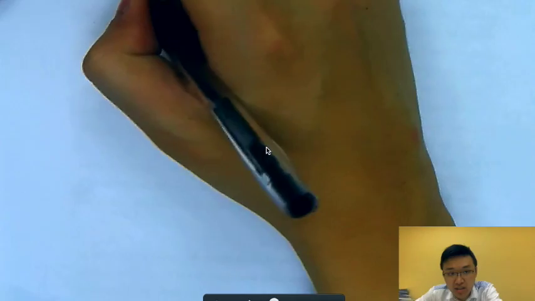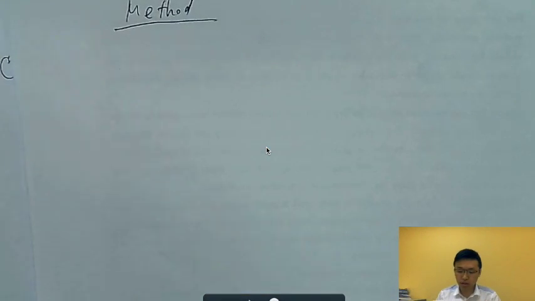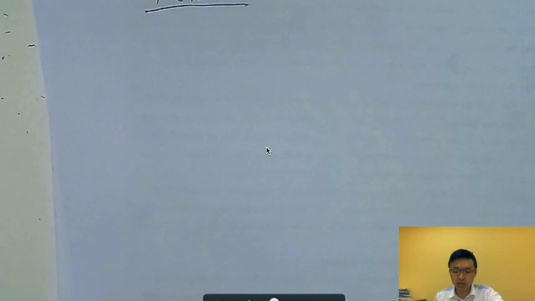Now let's go to the method. For the method, you basically just need to chronologically talk about what the steps are in doing the experiment. Let me give you a quick explanation of how this experiment is done. I'll tell you verbally how this experiment is done, and then I'll tell you how to write it up.